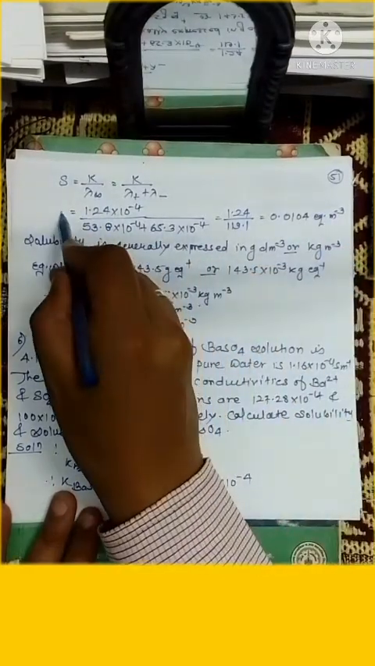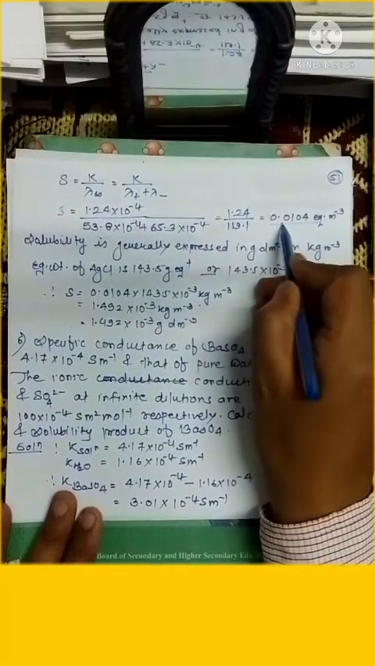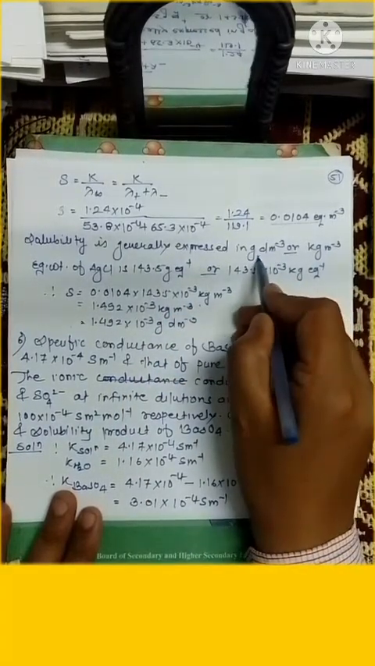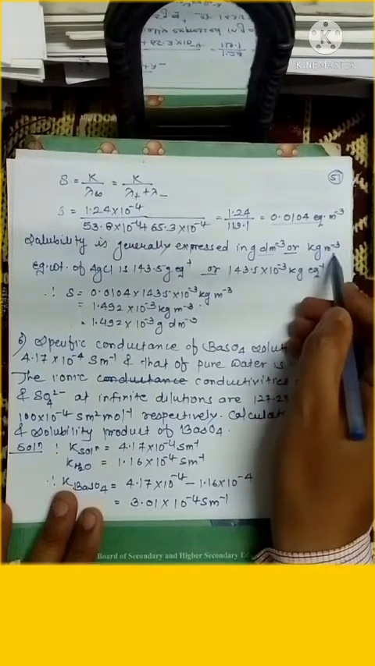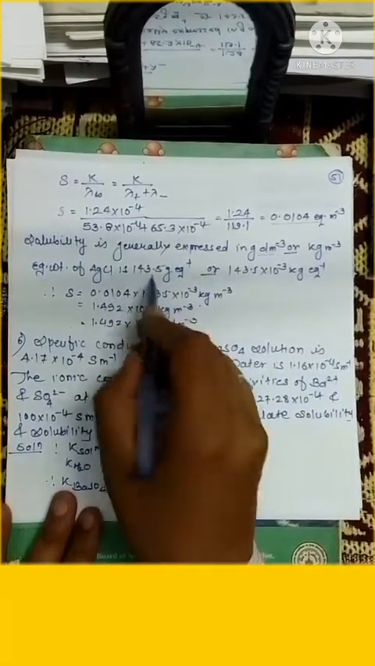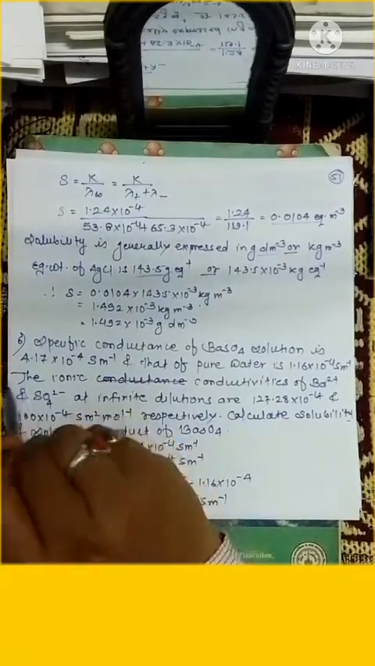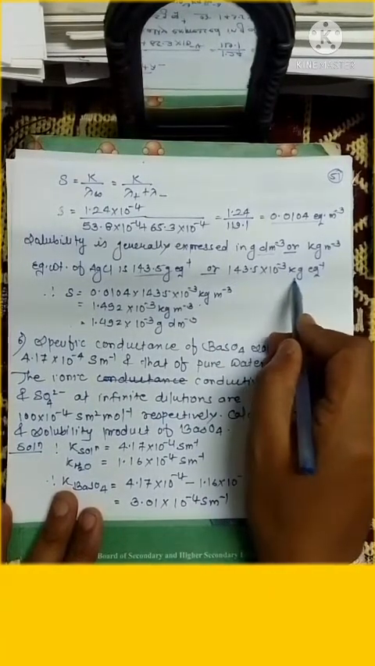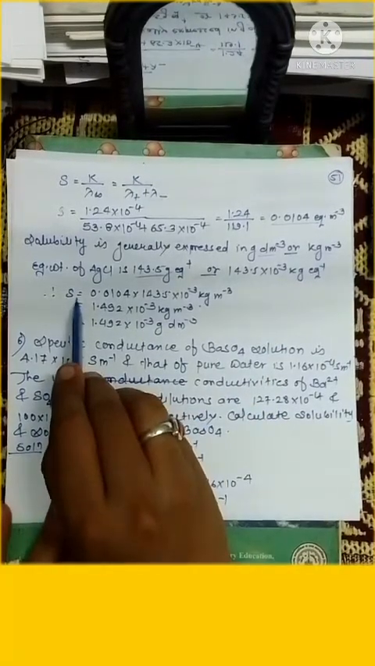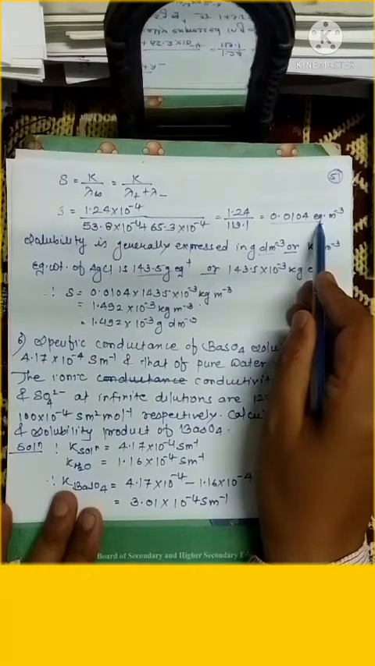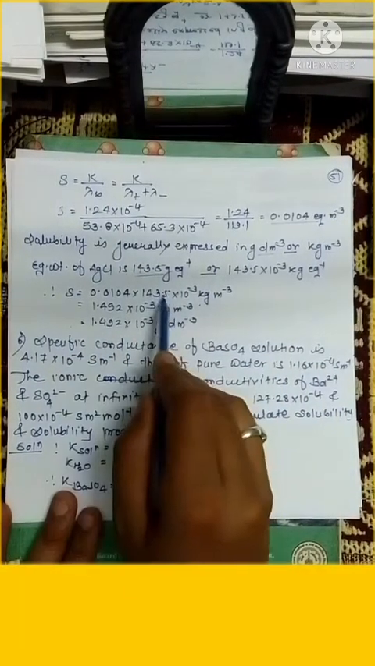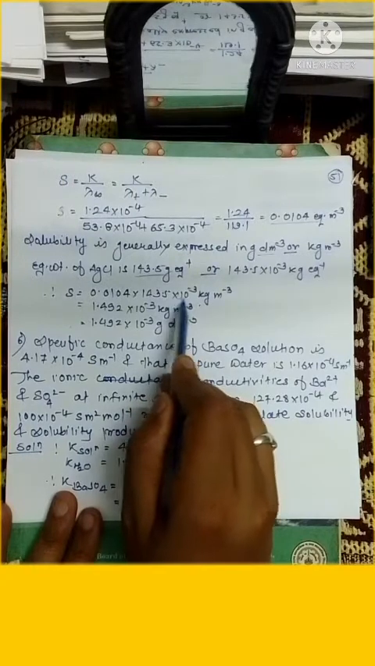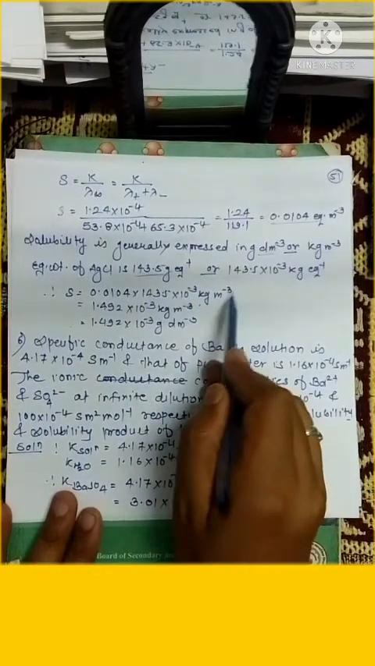So we come to solubility S equal to 0.0104 equivalent per meter cube. Solubility is generally expressed in gram per dm cube or kg per meter cube. Equivalent weight of AgCl is 143.5 gram per equivalent, or 143.5 multiplied by 10 raised to the power minus 3 kg per equivalent. So the solubility, which comes in equivalent per meter cube, is multiplied by 143.5 multiplied by 10 raised to the power minus 3 kg per meter cube.